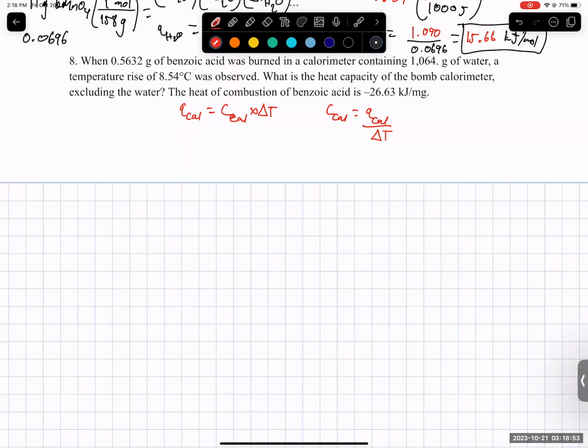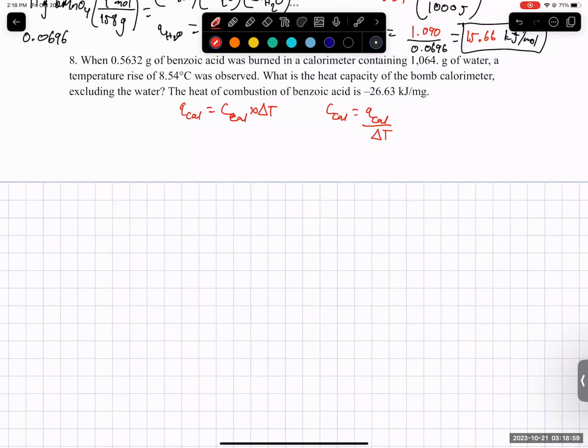So here, we're going to start off with the heat of combustion, negative 26.63 kilojoules per milligram. Then our task is to convert this into kilojoules per mole, regular units for delta H. To do that, 1,000 milligrams per gram. And the molar mass of benzoic acid is what value? Definitely not 40.